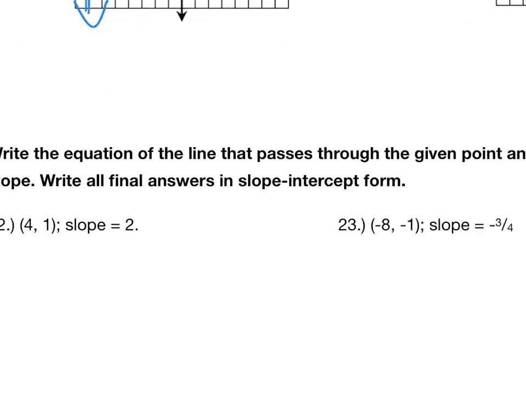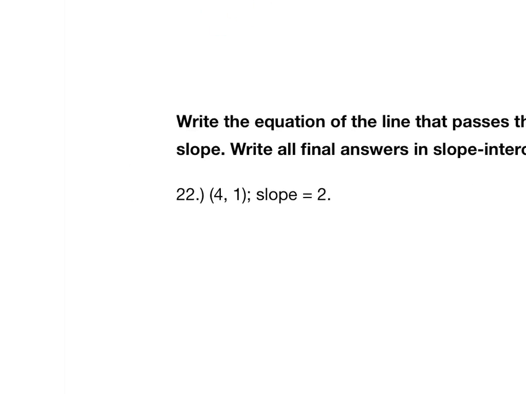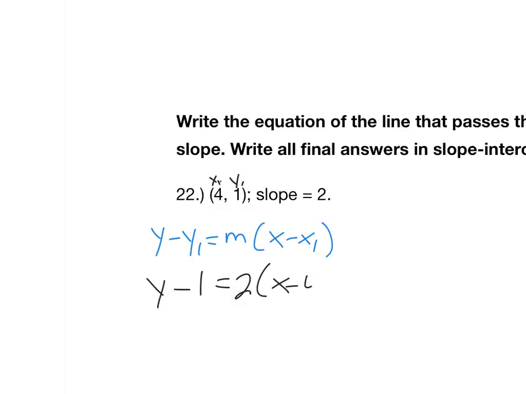And last, point slope form, which is what we started on Wednesday and finished yesterday. So remember, the point slope formula is y minus y1 equals m times x minus x1. So in this problem here, your ordered pair, x1 would be 4, y1 would be 1. And your slope is obviously 2. So that would be y minus 1 equals 2 times x minus 4.